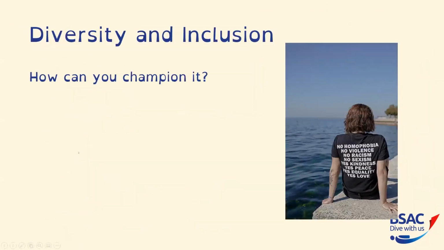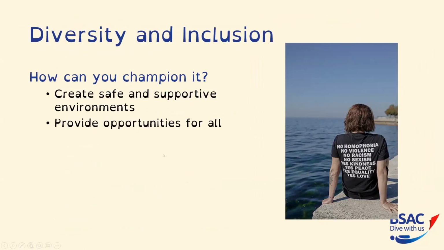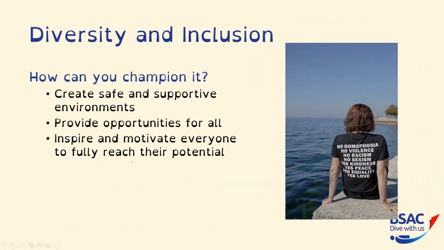So on the diversity thing, it's really important. You're a role model, okay, and you need to be championing these things. So how can you champion it? Create safe and supportive environments. Try not to exclude people, even inadvertently. A good example of that, which we've mentioned in other presentations before now, is if your club's socials are always at the pub, you're inadvertently excluding people who may be teetotal for a number of reasons. And that's quite a large proportion of the population. So just bear that in mind.